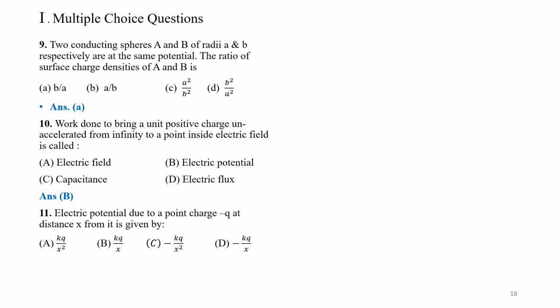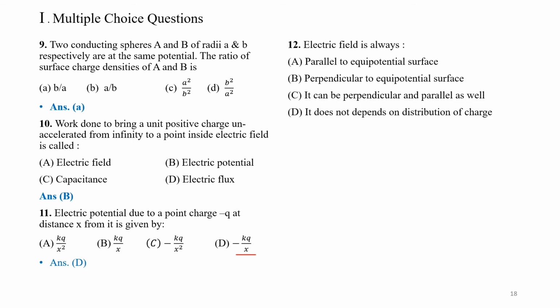Electric potential due to a point charge minus Q at a distance x from it is given by, D, minus KQ by x. Electric potential due to point charges is inversely proportional to the distance. So KQ by x, because it is minus Q, the sign is minus here. There will be confusion between B and D. Because it is a negative charge, it is minus. If it was positive, it will be plus KQ by x.